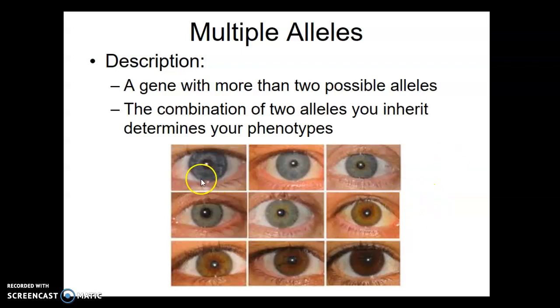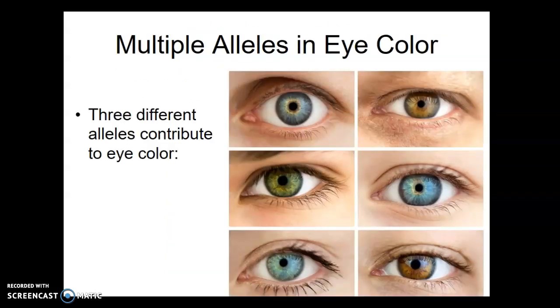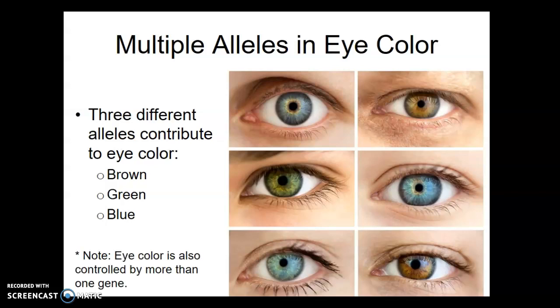You can see we do have an increase in the number of possible phenotypes, because we do have more possible alleles in the population. So we have brown, which is dominant, but then we have green and blue, which are both recessive. So brown, green, and blue are three different possible alleles, not just two. So eye color is controlled by multiple alleles. There's a brown allele, a green allele, and a blue allele. And also it's controlled by more than one gene. So we have both multiple alleles and polygenic. We can have traits that follow more than one pattern of inheritance, as long as it's logical.